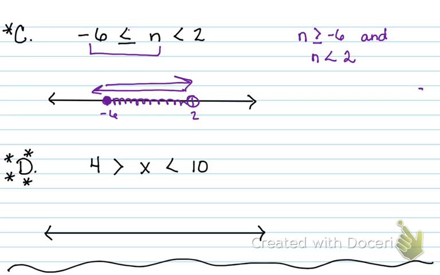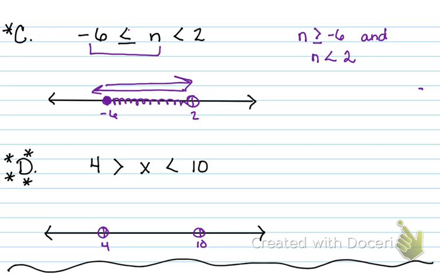Now let's go to a 4 star. Again, this is an and statement. We have 4 is greater than x, or we can say x is less than 4, and x is less than 10. So we're going to have our 4, and we're going to have our 10. We're going to have open circles on both, and now we're going to do our little graph.